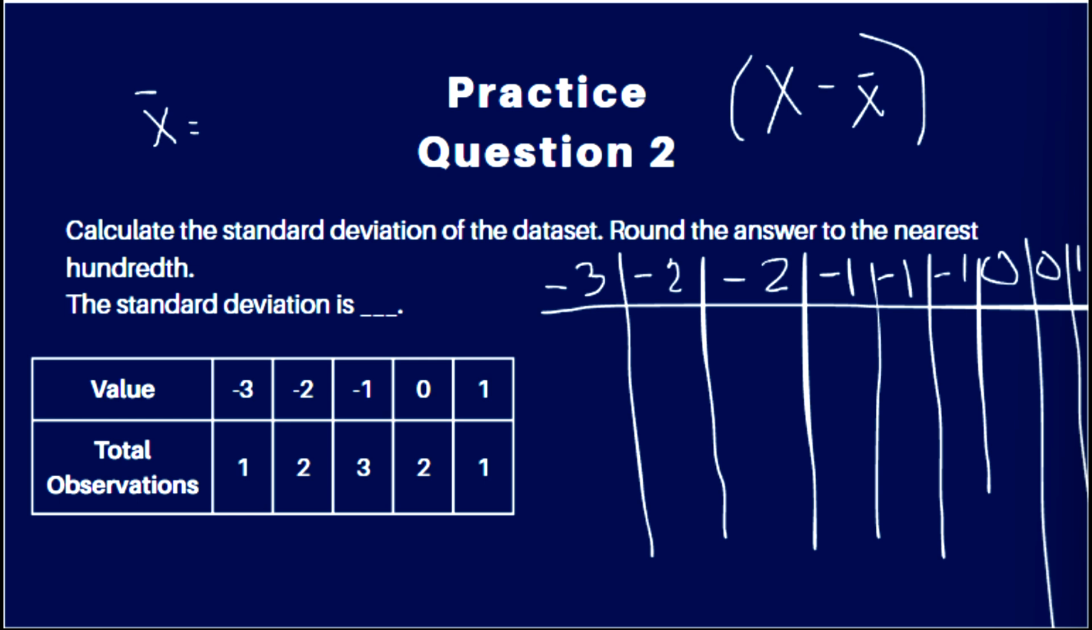That gives us negative 3 plus negative 3 plus negative... Oh my gosh, you guys, what am I doing? Negative 3 plus negative 2 plus negative 2 plus negative 1 plus negative 1 plus negative 1 plus 1 gives us negative 9, divided by 9. So that's just going to give us a mean of negative 1.